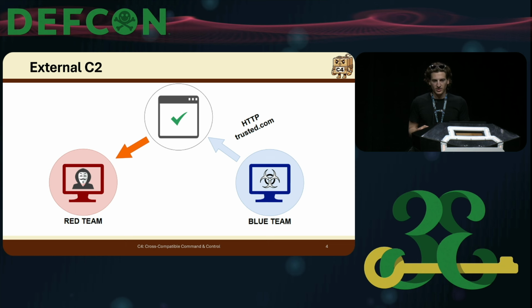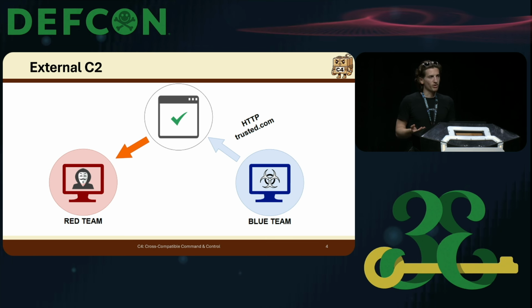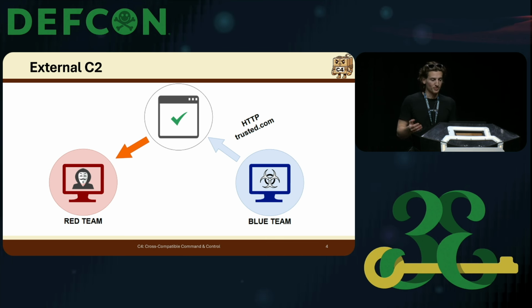So there's been instances of using like GitHub and AWS, various trusted websites that typical users in your enterprise are going to browse to, but instead, as offensive security folks, we are going to send our malicious messages through these same trusted websites.